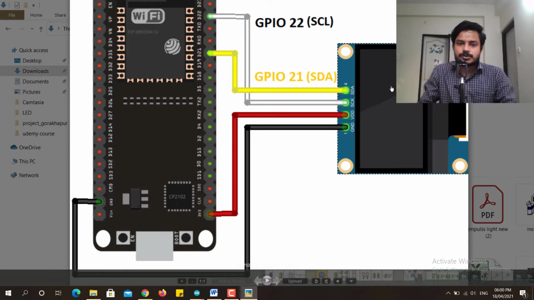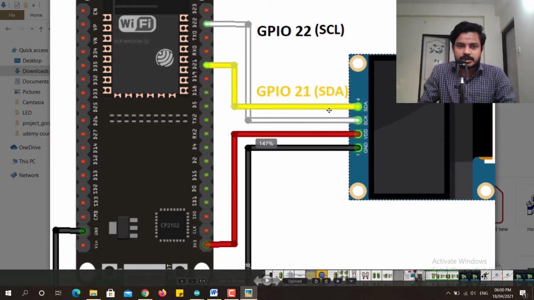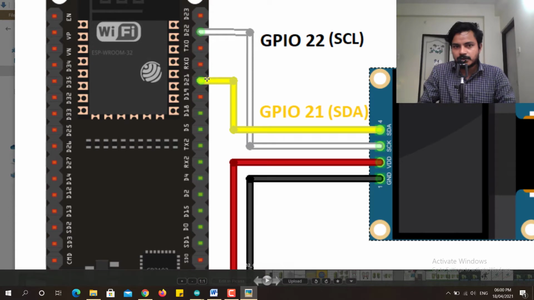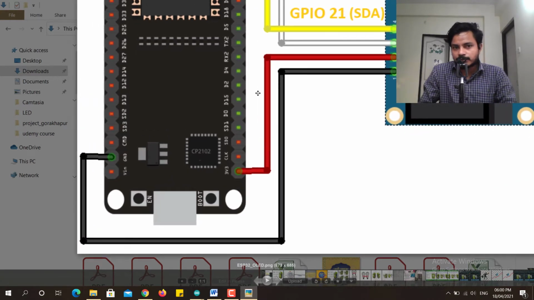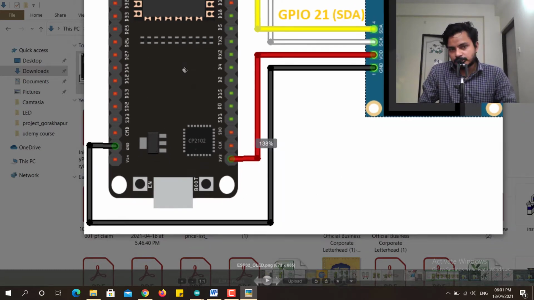ground. So here you can see the SDA is connected to the digital pin 21 of the ESP32 board, and the SCL is connected to the digital pin 21 of the ESP32 board, and this red wire is connected to the 3V3, that is the power terminal of the ESP32 board, and the ground of OLED is connected to the ground of the ESP32 board.